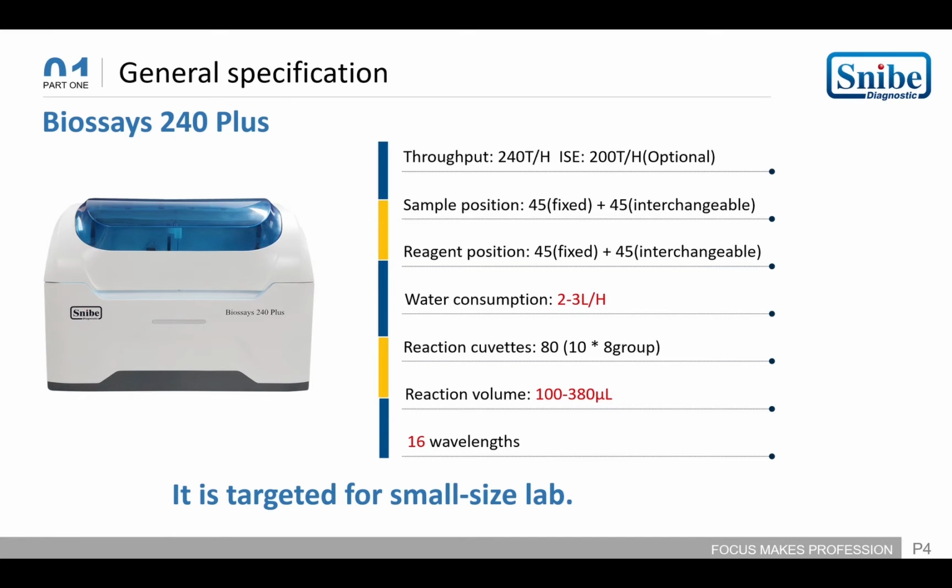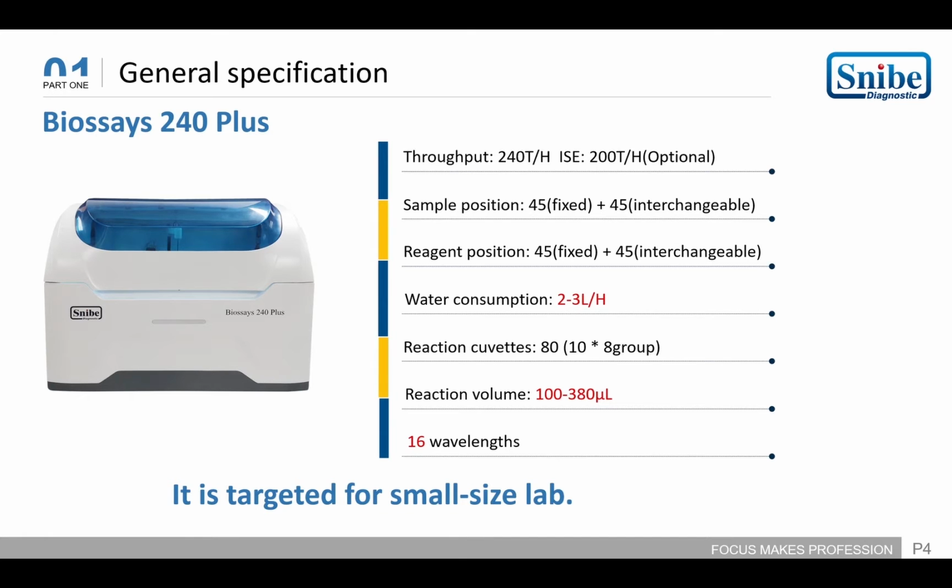This is very different. For the reaction cuvettes, there are 8 groups. Each group has 10 cuvettes, so the total is up to 80 reaction cuvettes. The reaction volume is 100 to 318 microliters. And it measures 16 wavelengths. Because the size is very small, it targets small laboratories.